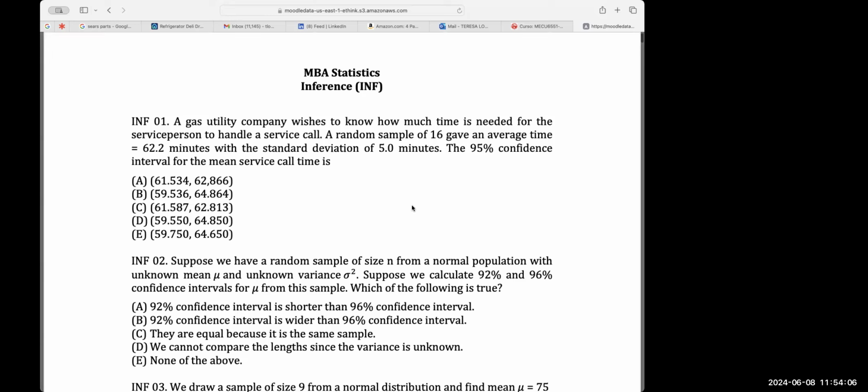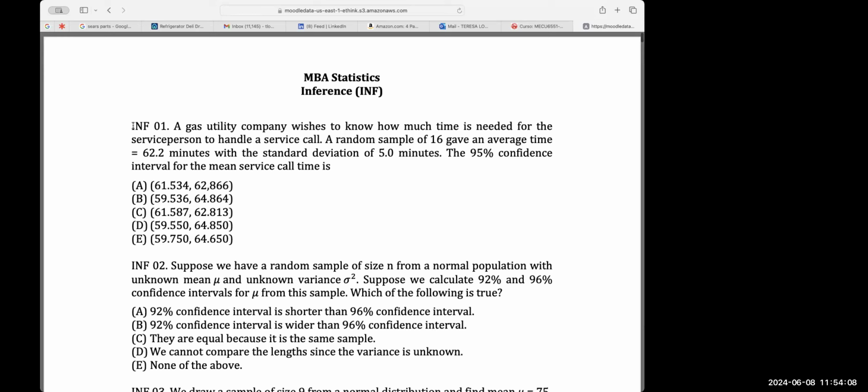Okay, so when you're reading these problems, let's read this together. Maybe you've done it. If you haven't, let's look at this together. And you're going to tell me whether I use the formulas in 5 or the formulas in 6. A gas utility company wishes to know how much time is needed for the service person to handle a service call. A random sample of 16 gave an average time of 62.2 minutes with a standard deviation of 5 minutes. The 95% confidence interval for the mean service call time is.